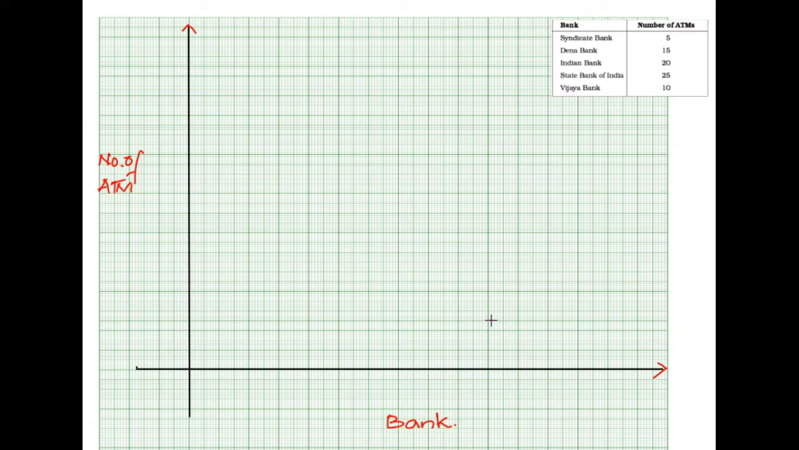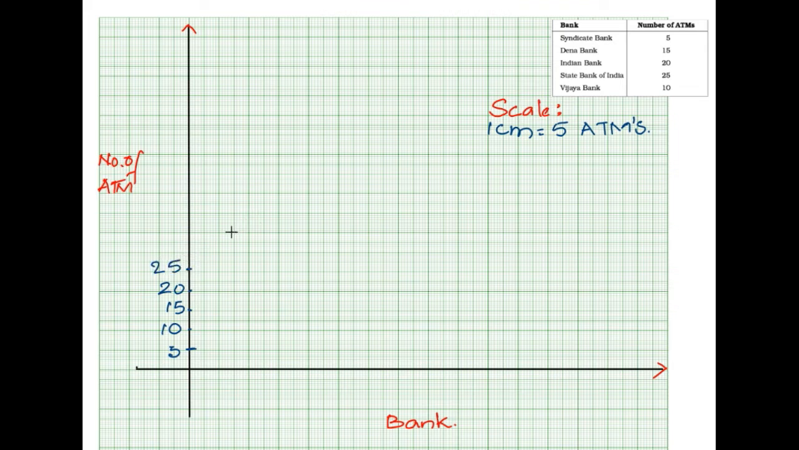The first thing we must do is consider the suitable scale. So I am going to consider the scale like 1 centimeter is equal to 5 ATMs. So here I require 5, 10, 15, 20, 25.